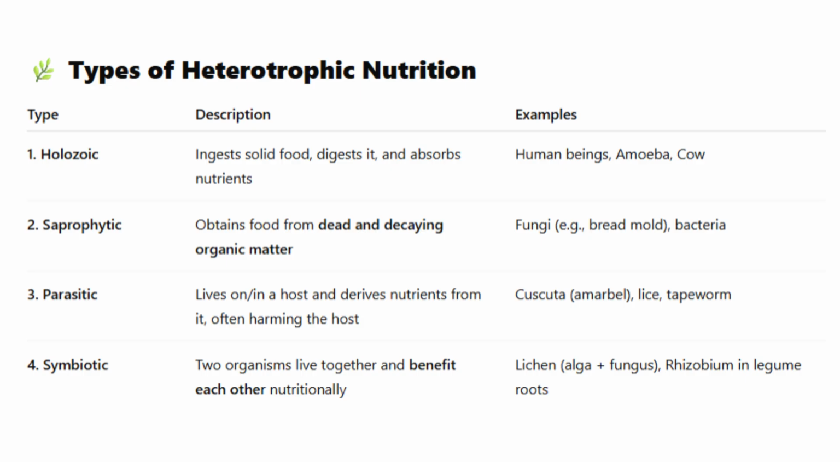2. Saprophytic organisms obtain food from dead and decaying organic matter, for example fungi, e.g., bread mold, and bacteria. 3. Parasitic organisms live on or in a host and derive nutrients from it, often harming the host, for example Cuscuta, Amarbel, lice, tapeworm. 4. Symbiotic: two organisms live together and benefit each other nutritionally, for example lichen, alga plus fungus, and Rhizobium in legume roots.